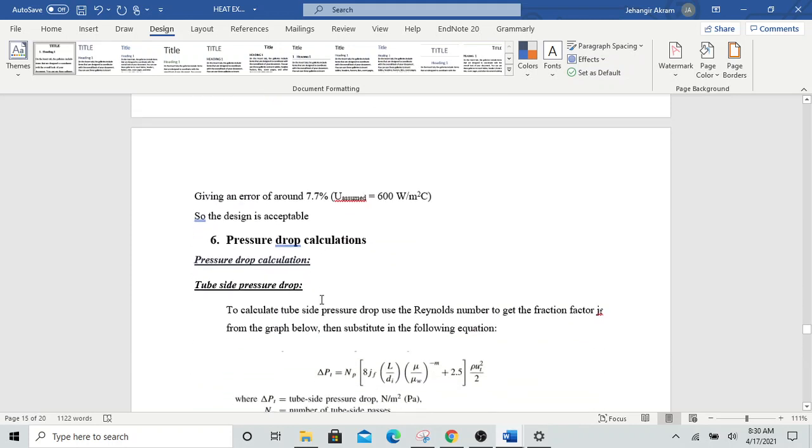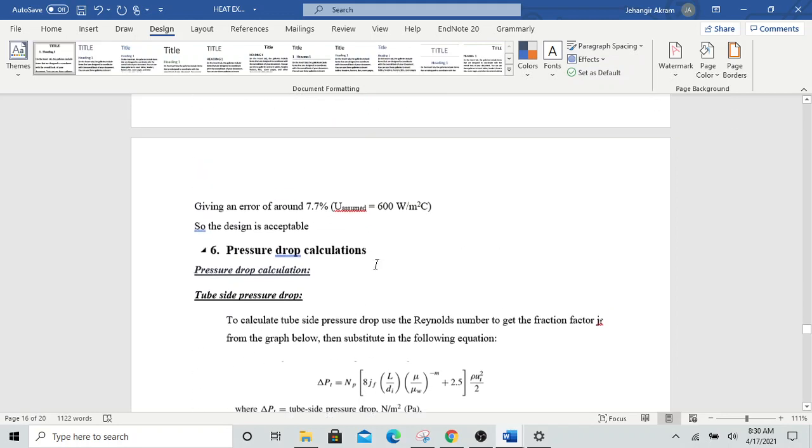Next, we will determine the tube side and shell side pressure drop. These are basically two simple formulas. You don't have to worry about them.